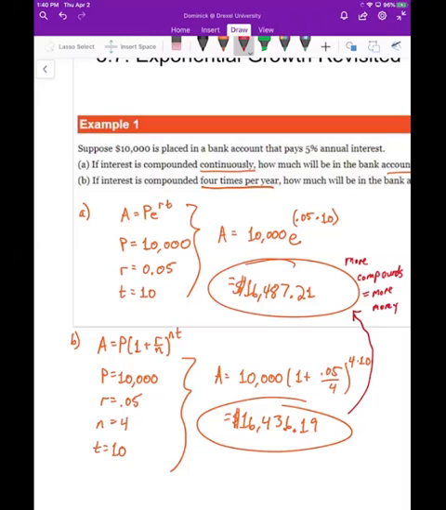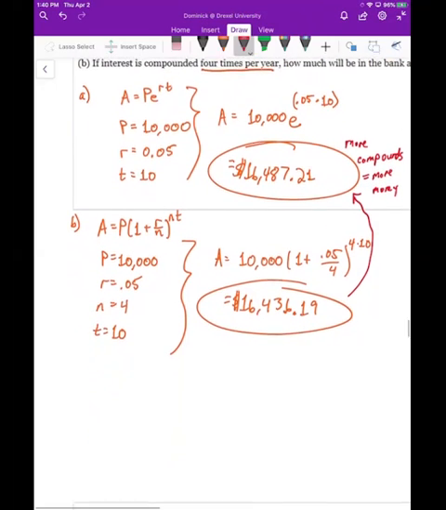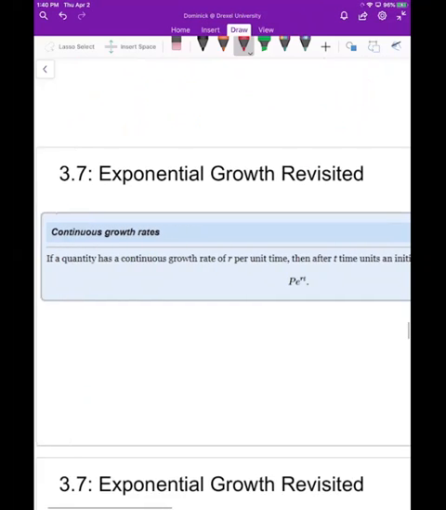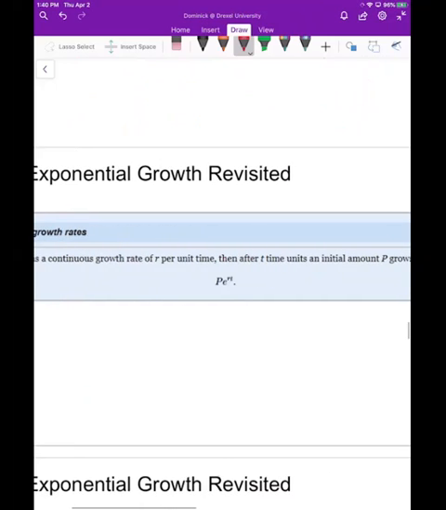Right? So continuous compounding is going to give you the quickest exponential growth here. All right, so that's sort of the idea. Now, of course, you can extend this. This doesn't just have to be money. This can be any exponential growth scenario, right?